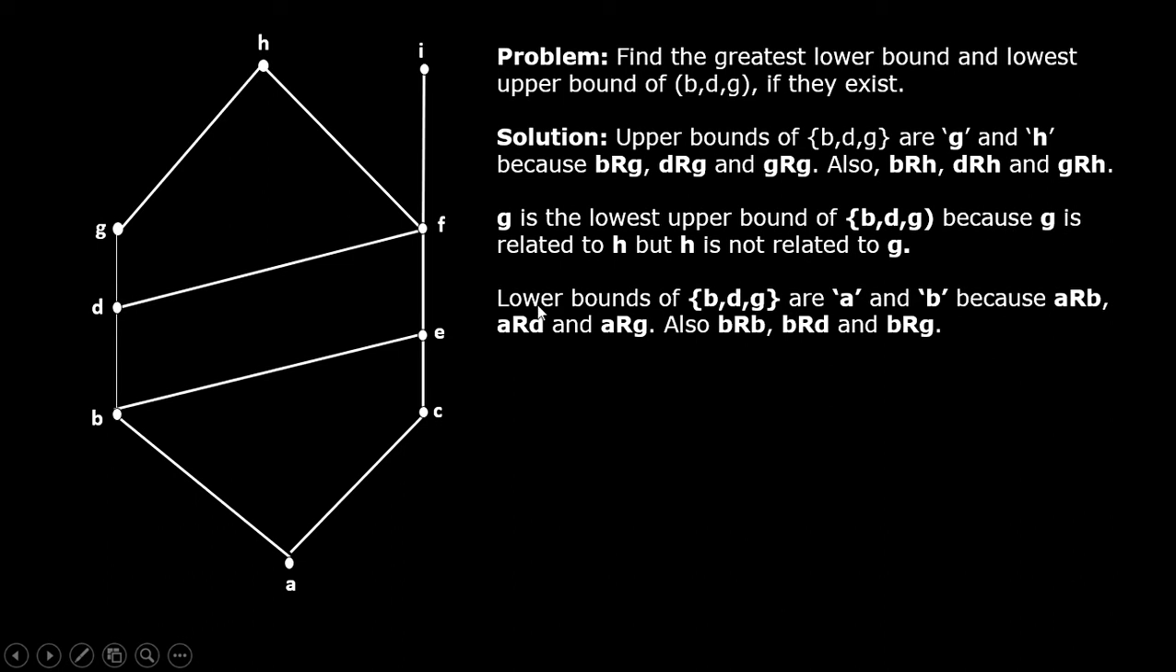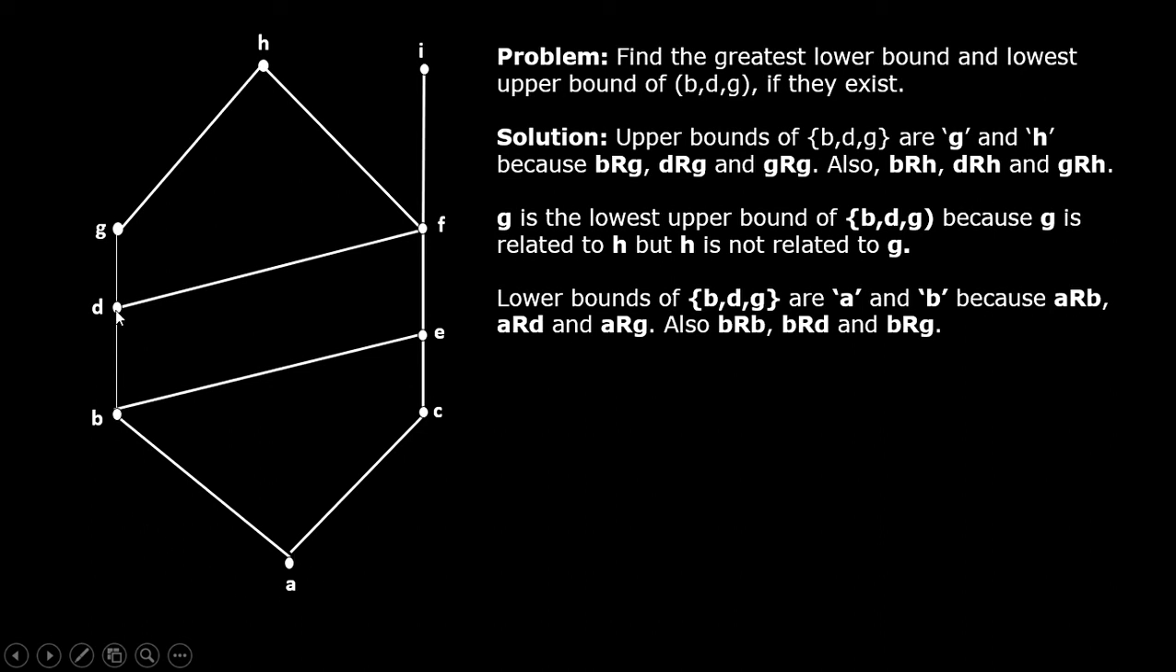Okay, now let's look at the lower bounds. The lower bounds of BDG are those elements which are related to B, D and G. Alright, so here I can clearly see that A and B are those two elements which are related to B, D and G, hence I can call them the lower bounds of BDG. I can see that A is related to B, A is related to D, A is related to G. I can also see that B is related to D, B is related to G. So clearly B and A are the lower bounds of the subset BDG.